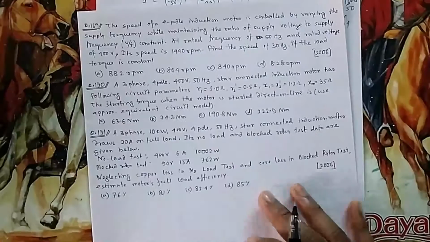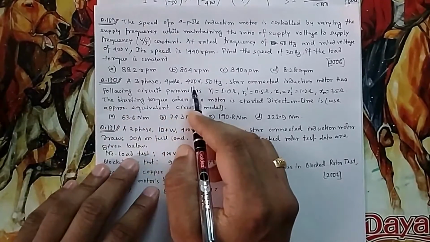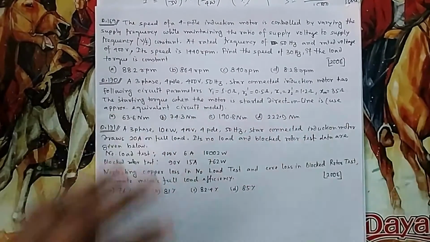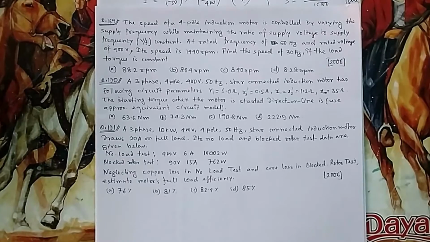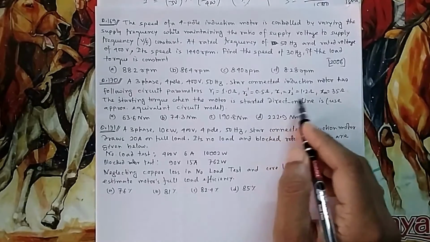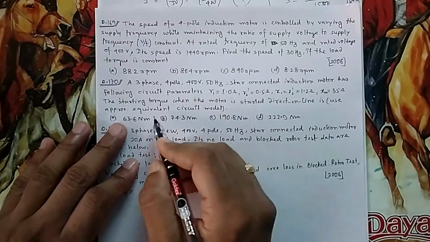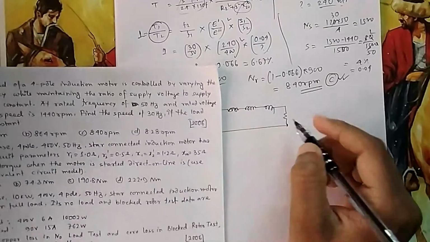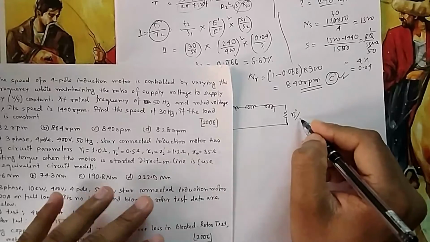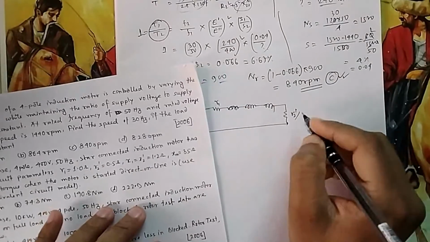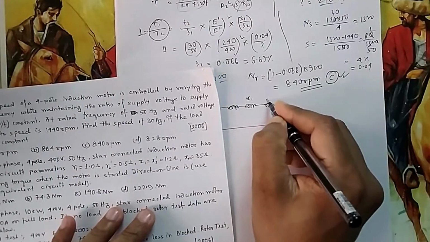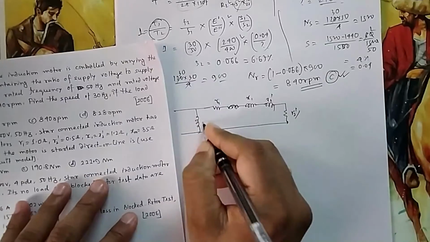That is option C. Now if you come to 170, a 3-phase 4-pole 400 volt 50 Hz star connected induction motor has the following circuit parameters: R1, R2 dash, X1, X2 dash, XM. The starting torque when the motor is started direct on line using the approximate equivalent circuit model. So if you go for approximation, this is actually R1, this is R2 dash, which is actually divided by S. At starting it is 1, so you can keep it R2 dash. This is X1, X2 dash, and this is your XM.